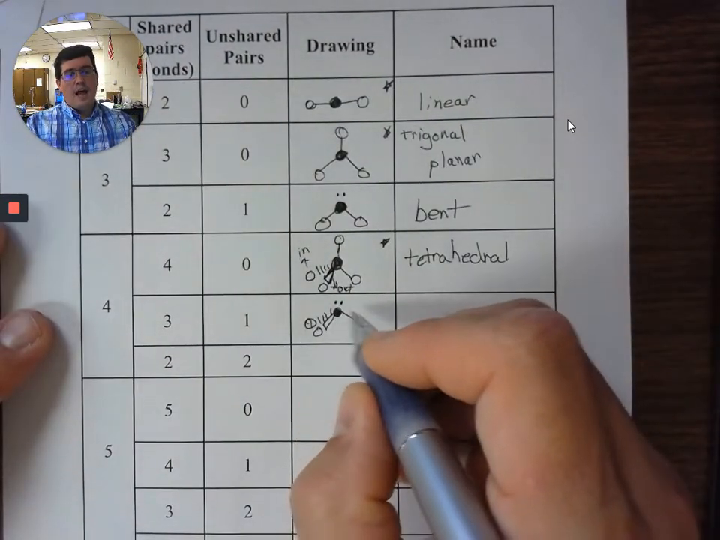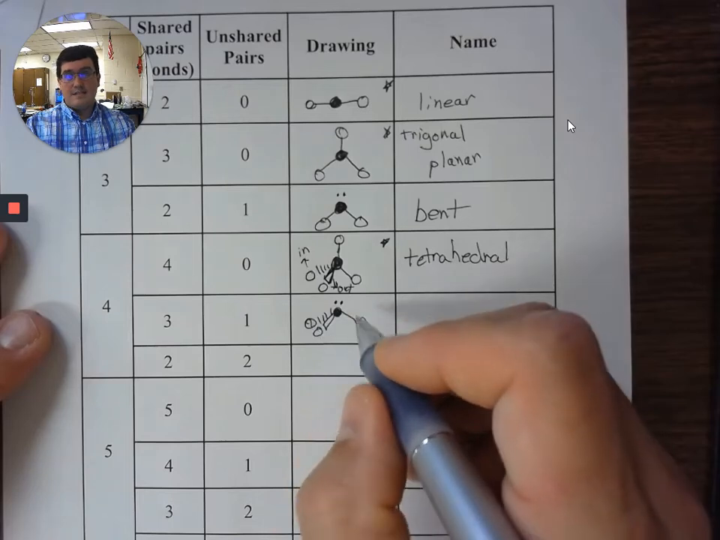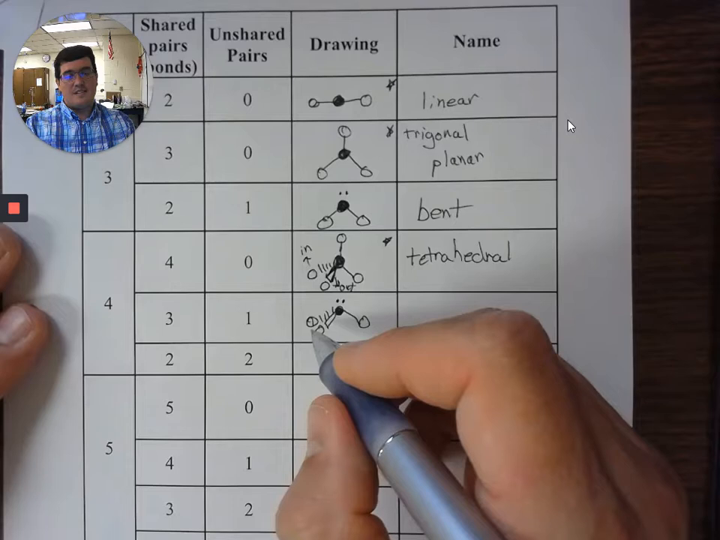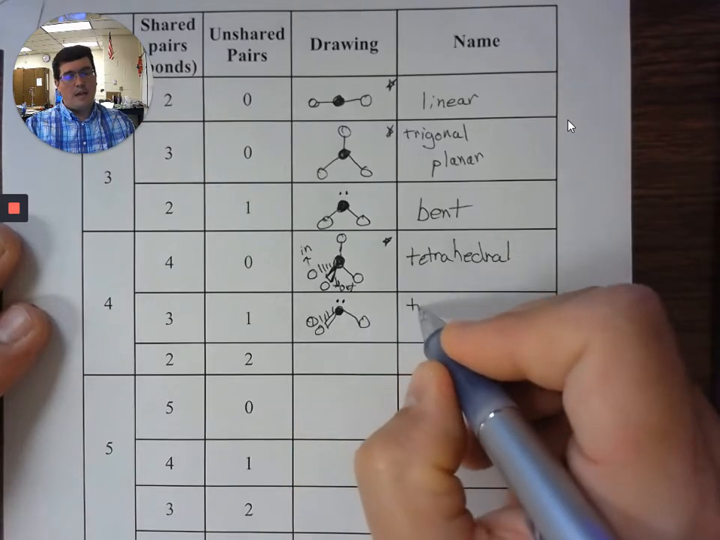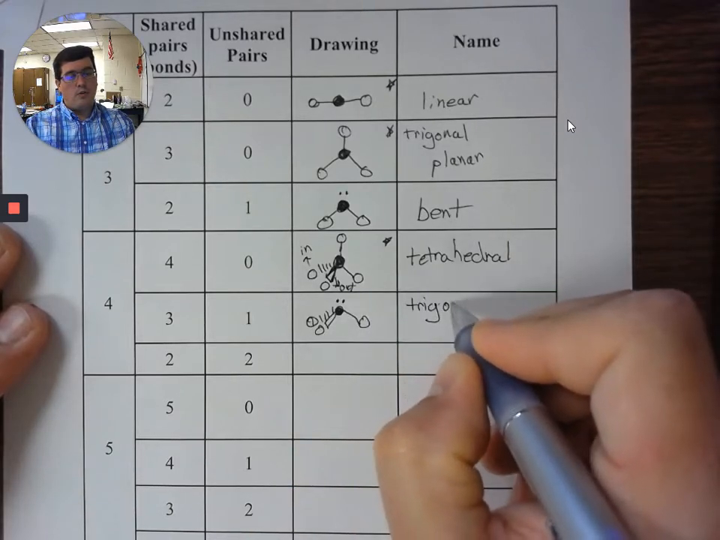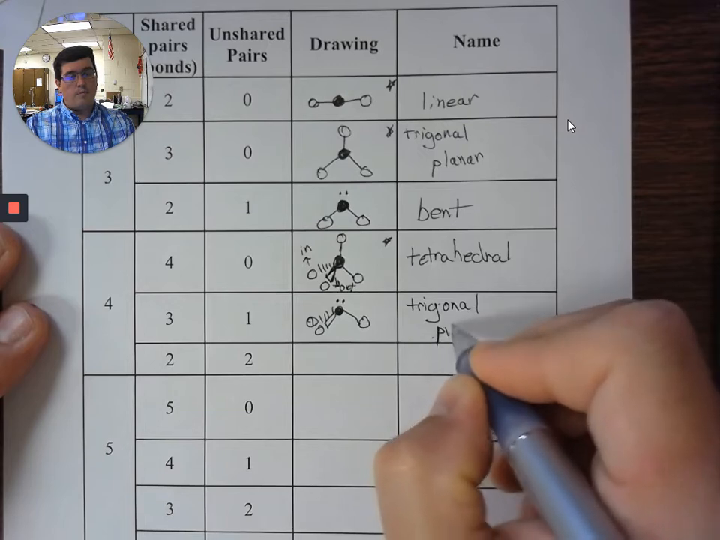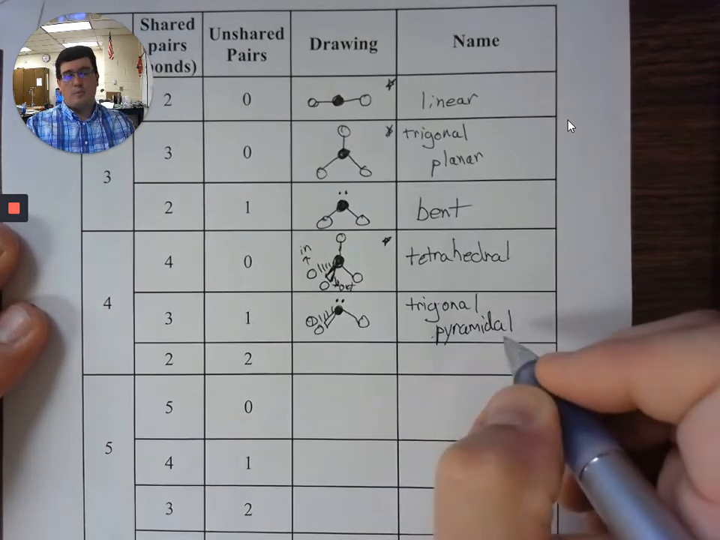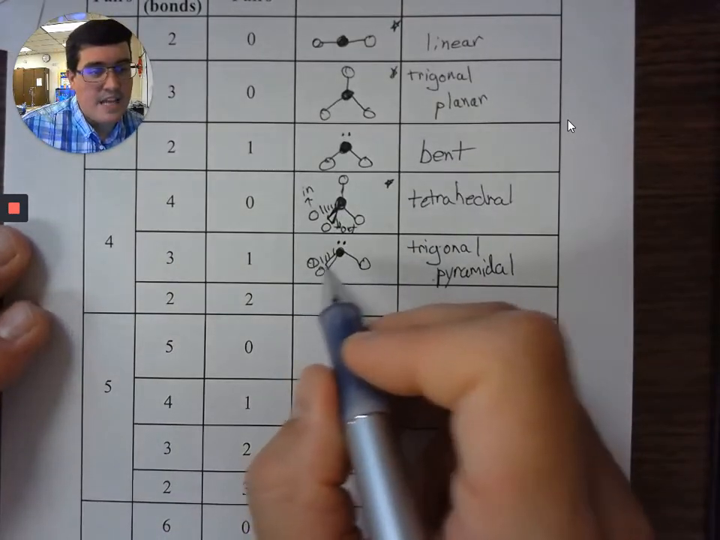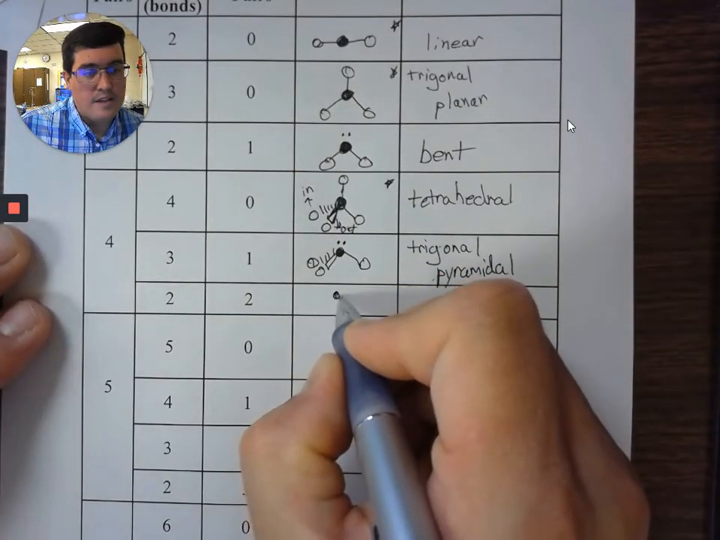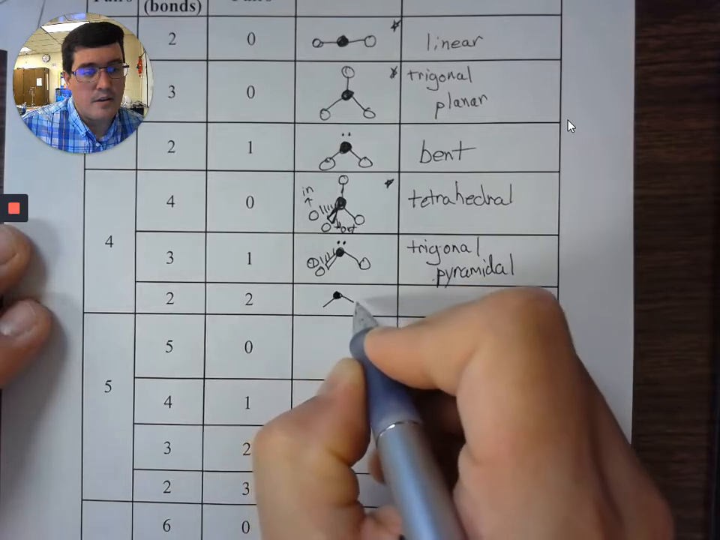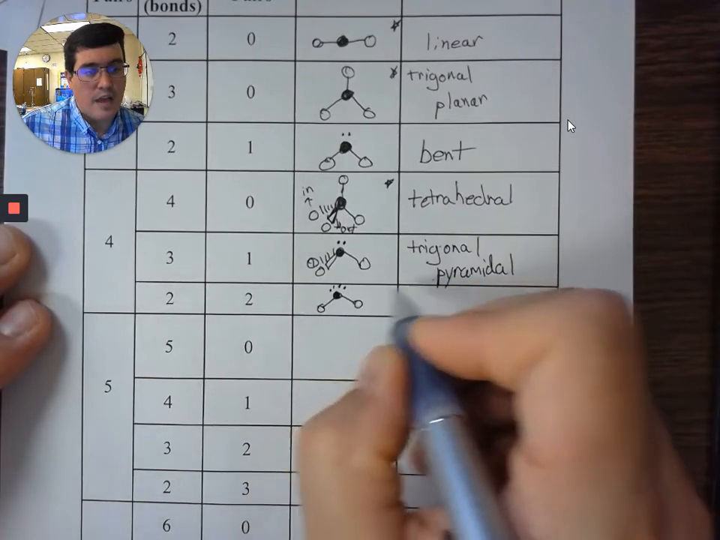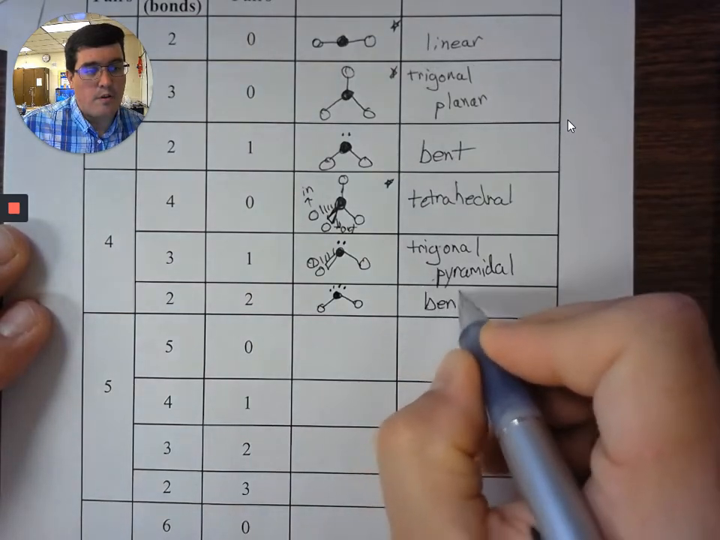This shape now looks like one of those things that you find in Giza, built by the ancient Egyptians. But instead of having a square base, it has a triangle base, so we call this one trigonal pyramidal, like a triangular pyramid. If I take one more bond off, it's now going to look like this. And we got the 4 dots on the central atom, and that is, of course, called bent.